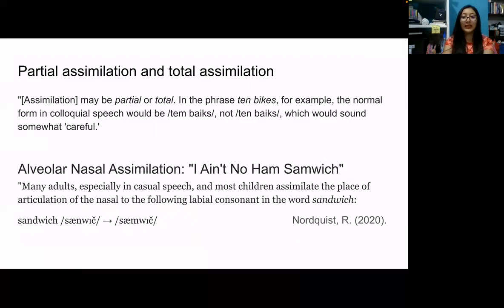Okay, in this example, the assimilation has been partial. The sound has fallen under the influence of the following B and has adopted its bilabiality, becoming the sound. The assimilation is total if the example were "ten mice," where the sound is now identical with the one which influences it.